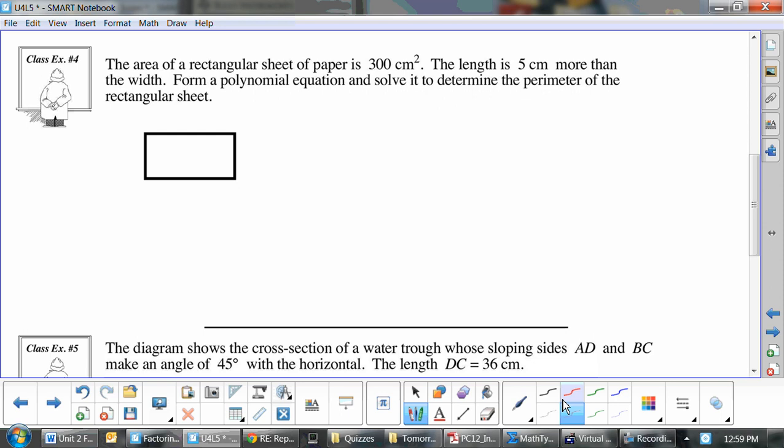Now, the area of this, you can just put in the middle. That's 300 centimeters squared. Now it says the length is 5 more than the width. Now we want to do a variable. Should we call the length the x or the width the x? Why though?